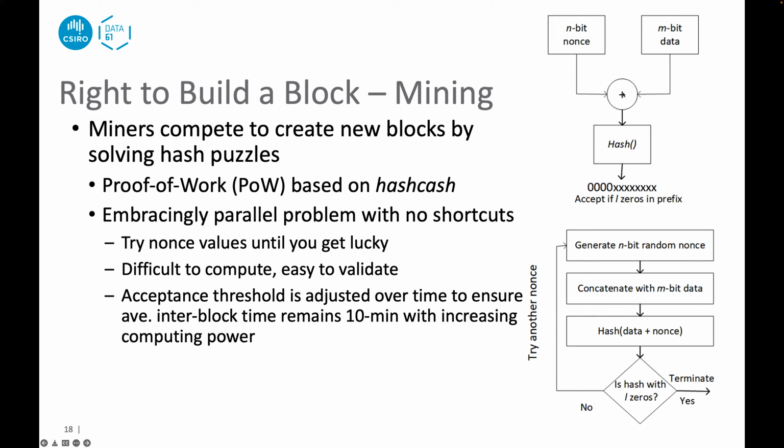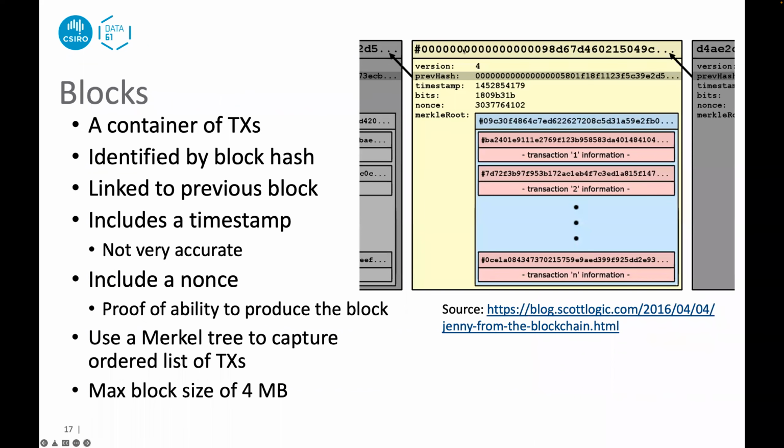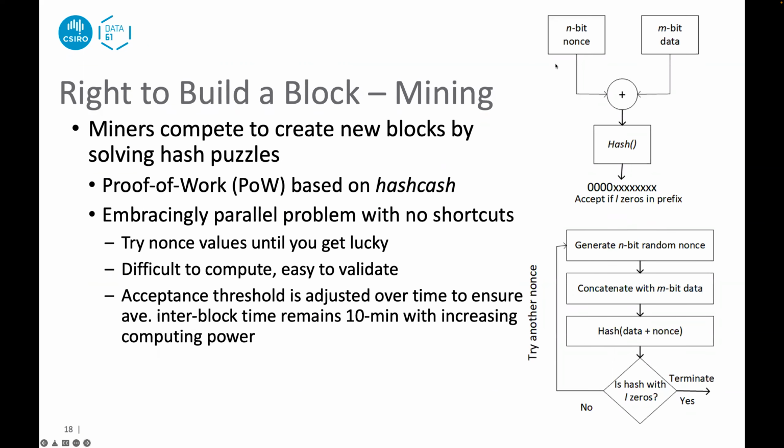When you concatenate them together and apply this hash function, you get a hash value as your block hash that has a certain property. So in this example, it has a certain number of leading zeros. Now, given some inputs, calculating a hash is a fairly straightforward thing to do.